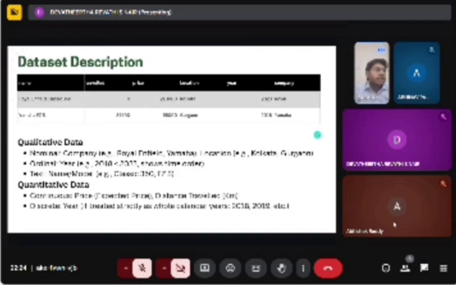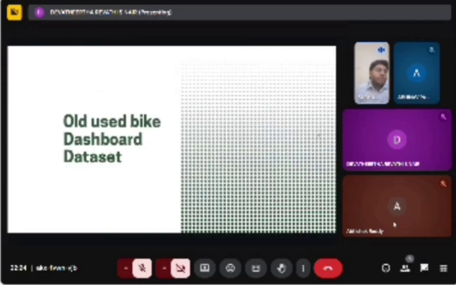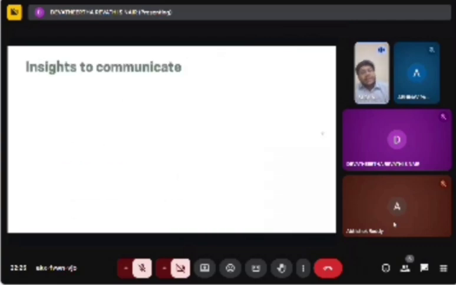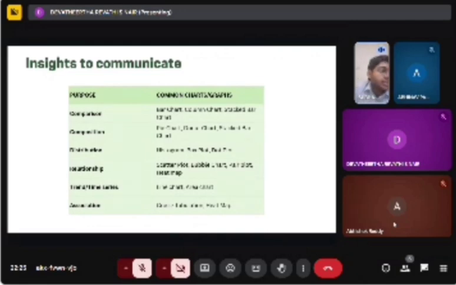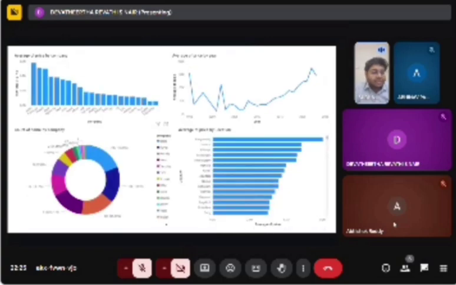Next slide, we come to the old used bike dashboard dataset. In this, the insights which we can communicate: there is comparison, which can be shown with the help of bar chart or column chart, composition, which can be shown by pie chart, and so on. Next slide, we have the four charts.